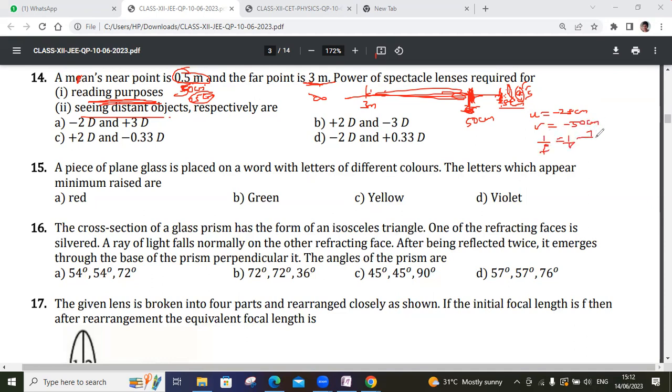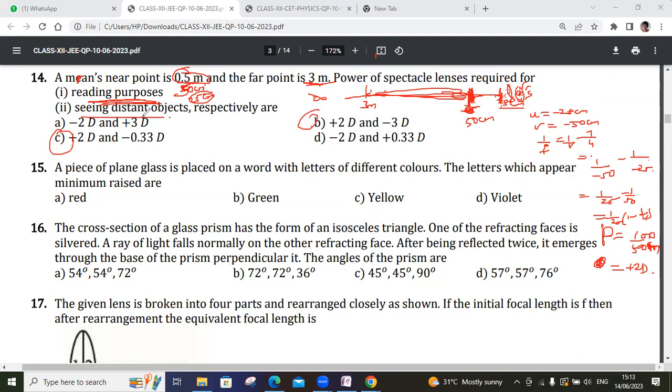So 1 by f is 1 by v minus 1 by u. 1 by v is minus 1 by 50, and this is minus minus 1 by 25. So 1 by 25 minus 1 by 50 you will get. 1 by 25 taking common, 1 minus 1 by 2, that becomes 1 by 2. So 1 by 50 you will get. So f is 50, this is in centimeter. They have asked power, P is equal to 1 by f. This is in centimeter, in meter we want. So it will be plus 2 diopter. So for the first case it is plus 2 diopter.